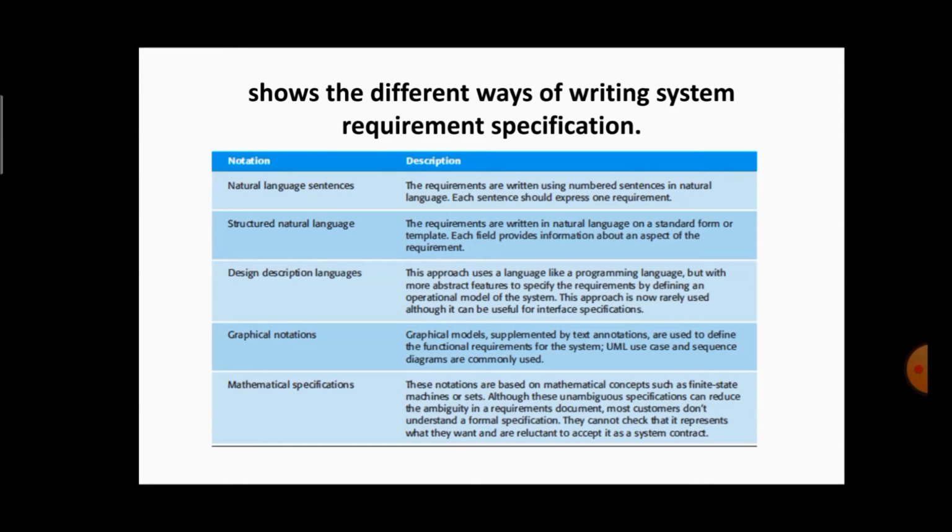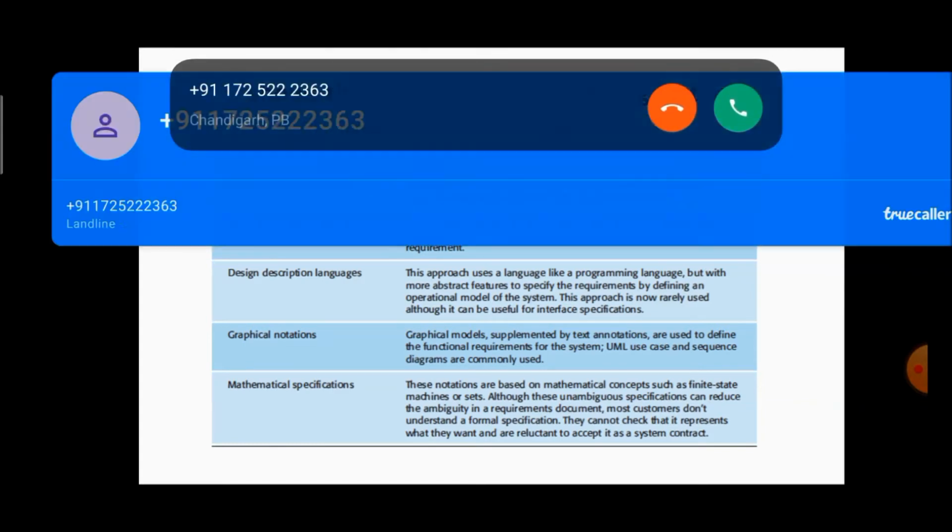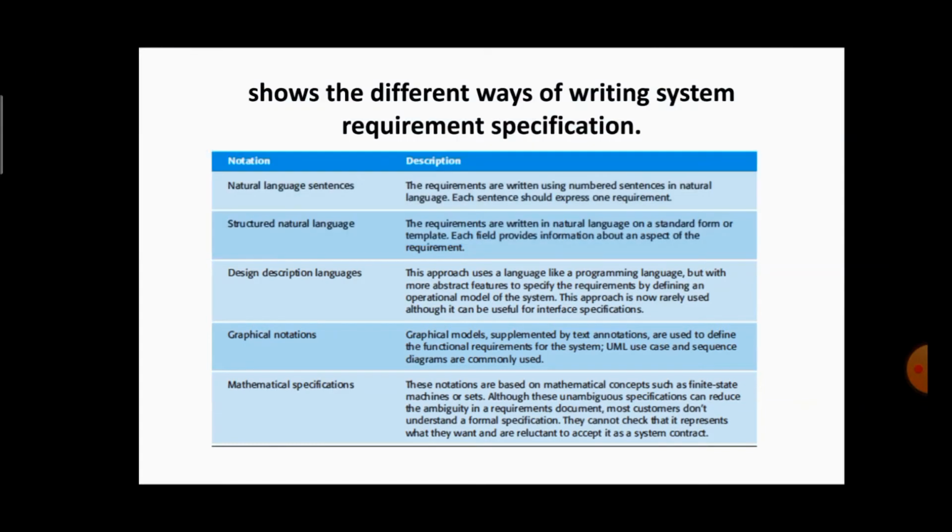So I already told you in this video I'm mainly concentrating on how to write the requirements. What are the languages I can use to write the requirement? In this video, we are concentrating more on this only, right? This table shows the ways to write the system document, or the system requirement specification, right? So what are the ways?